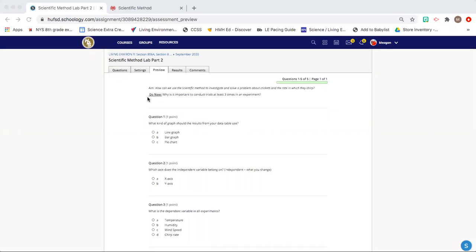So our do now for today is why is it important to conduct trials at least 3 times in an experiment? So take a moment to think about your answer and pause here, and then we'll get back to reviewing the answer in just a moment.